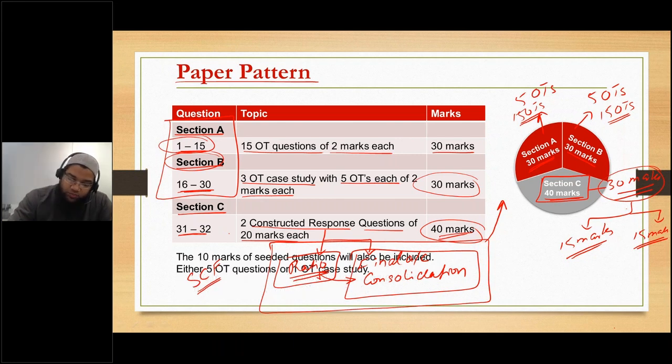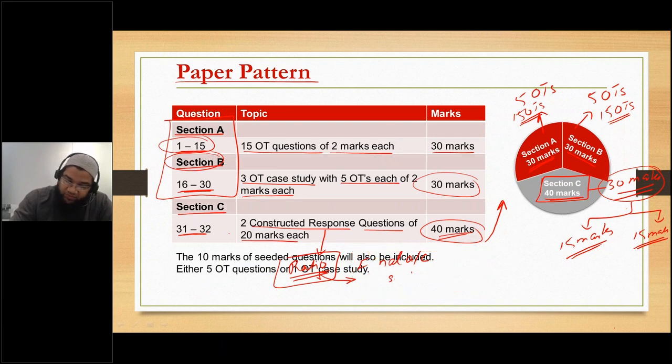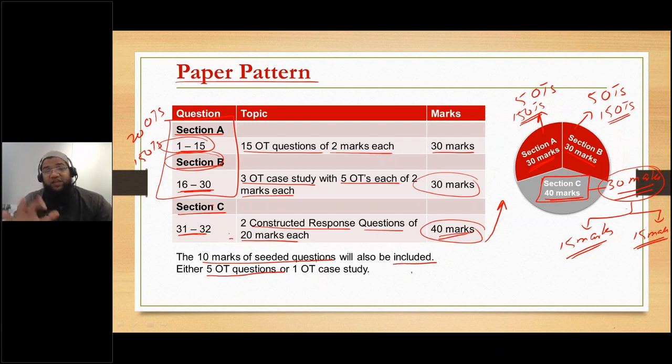Now, you would be aware of the seeded question that will be there in the exam as well. Now, what is a seeded question? That 10 marks of seeded questions will be included either in the form of 5 OTs in Section A, which means Section A will become 20 OTs, Section B 15 OTs. But out of these 20, only 15 will be marked and 5 will not be marked, which will be called seeded questions. The questions are there, but they are not going to be marked.